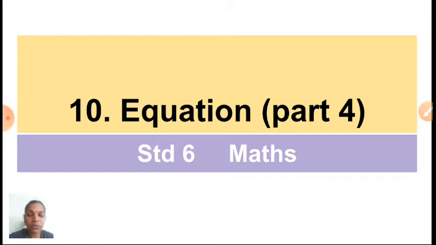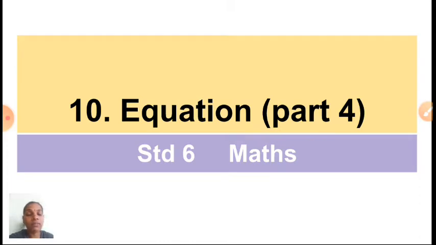Children, this session I am going to continue this chapter, chapter number 10, Equation. In this lesson we discussed what is meant by equation, what is meant by variables, and how we have to solve an equation. That also we studied, isn't it children?